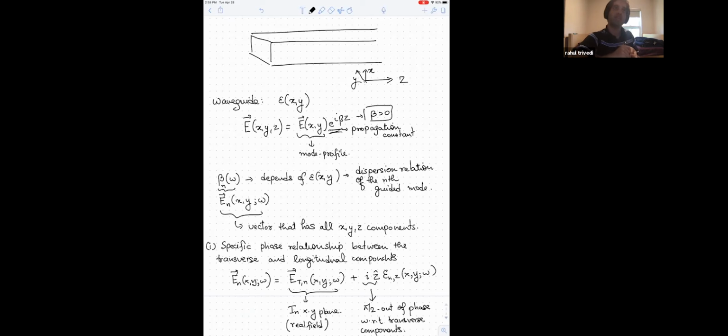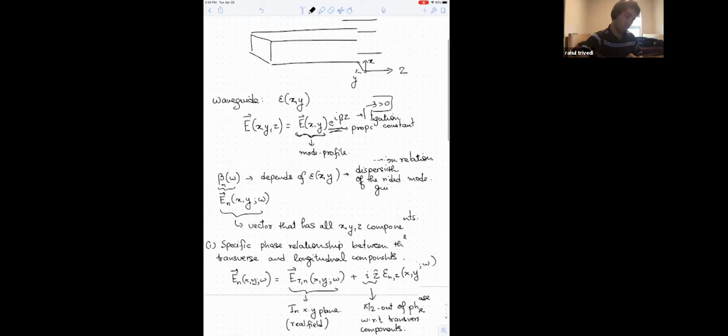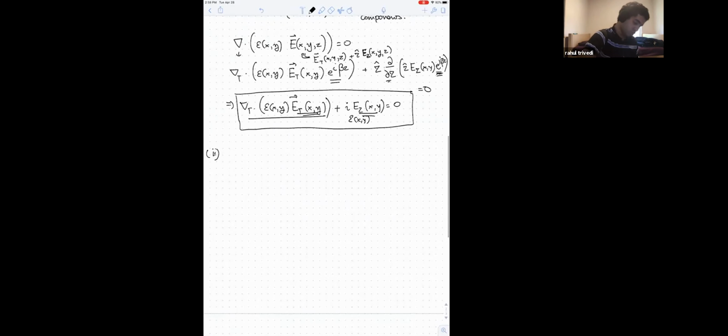But then if in general you're changing beta, then you would expect your transverse mode profile to also change, right? So you have to think about what happens to the mode profile and the propagation constant of a forward propagating wave, as well as of a backward propagating wave. So one way of constructing a backward propagating wave is simply by conjugating the forward propagating wave.